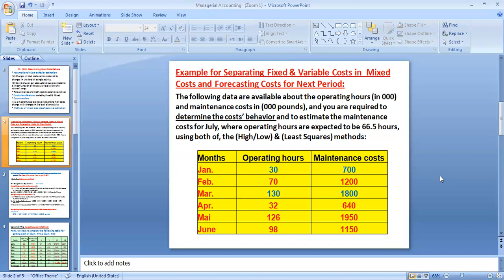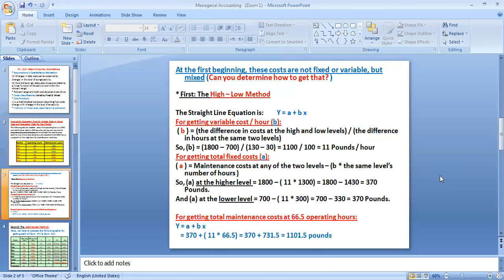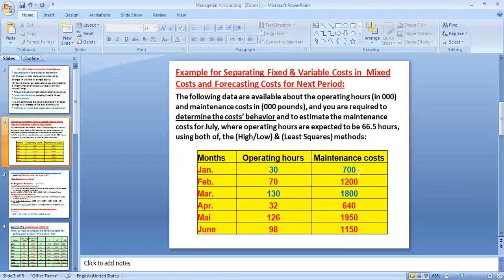This is the answer. So the answer, at the very beginning, these costs are not fixed or variable, but mixed. Can you determine how to get that? Yes. How? Because if they are fixed, they should be the same at all levels. If they are variable, dividing any cost by its hours gives the same rate. It is not so, so they are mixed cost.